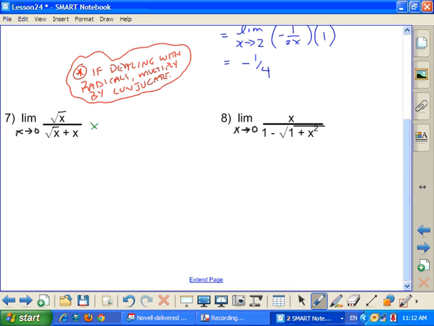So the conjugate in this case would be root x minus x over root x minus x. So the conjugate is the same as where the problem is. So our problem is in the denominator.